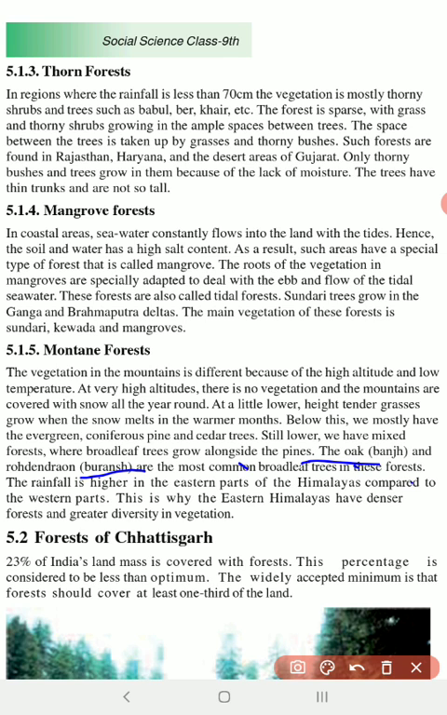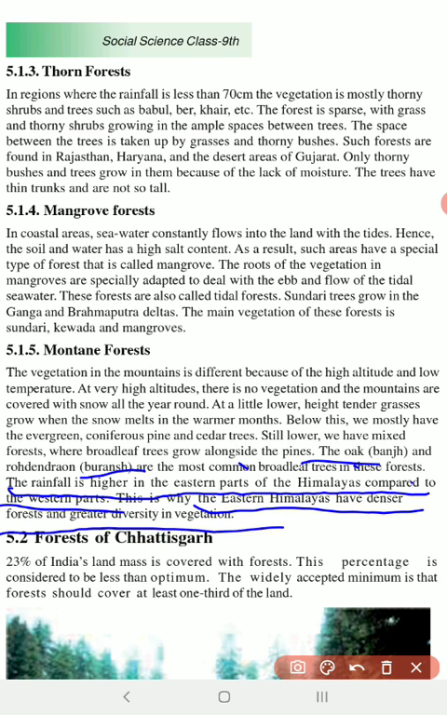So here the rainfall is higher in the eastern part of the Himalayas compared to the western parts. So that is why the eastern Himalayas have denser forests and greater diversity in vegetation. In the eastern Himalayas we have so much more rainfall than the western Himalayas. Okay, that is the reason why we have so much dense growth of trees in the eastern part of the Himalayas. Now that is why jhum cultivation thrives there.